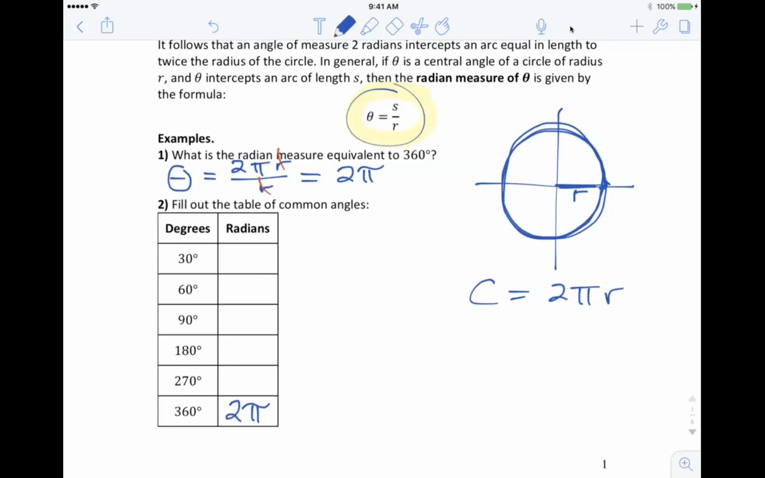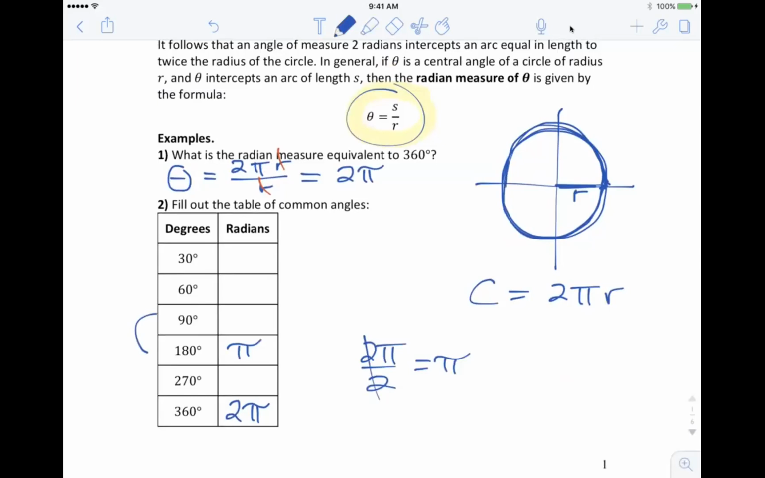So the one I'll go to next is 180 degrees, because 180 is half of 360, right? It would just be half of the circle. And I could just then divide by 2, right? 360 divided by 2 is 180. So 2 pi divided by 2, 2's would cancel. I'm just left with pi. So 180 degrees is the equivalent of pi radians. That one is a good one that we'll use for the rest, right?